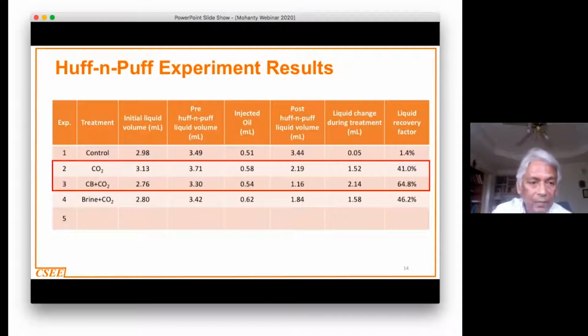When we do the chemical blend plus CO2, this number goes from 41% to almost 65%. So the chemical blend does help in changing wettability and increasing the permeability slightly near the fracture. And finally, if we change from chemical blend to just brine, so take the chemicals away but put brine, this number again comes back to the 40s. So chemicals do help and work synergistically with CO2 in recovering the oil.